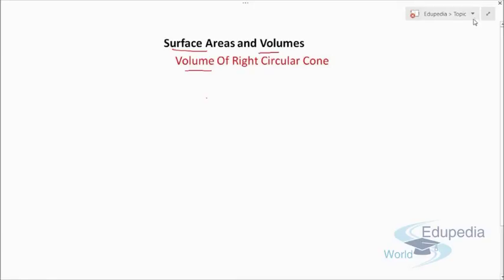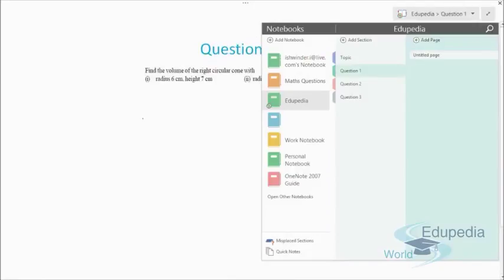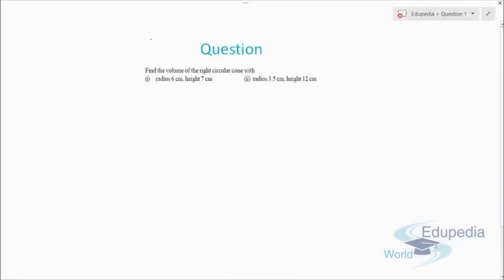So let's get started with our first question, which is question number one. Now, the question says that we need to find the volume of right circular cone with radius 6 cm and height 7 cm, right? So let's solve the first question very quickly. It's very easy. The radius is 6 cm and height is 7 cm, right? So we need to find the volume of the cone.